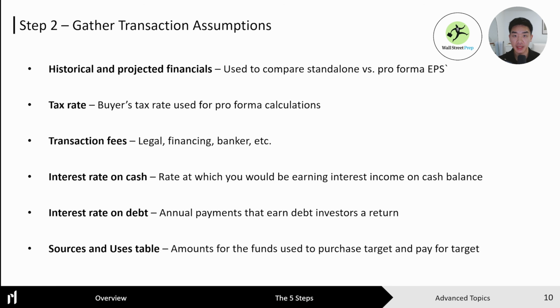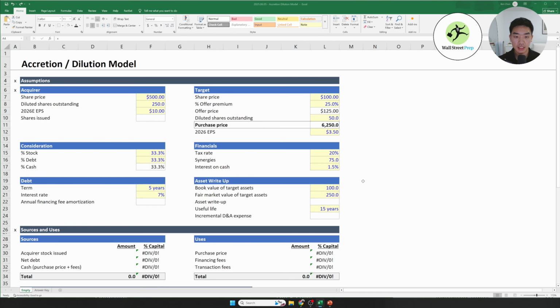And then you want to create a sources and uses table, similar to an LBO, but you want to see where the amounts of the funds that you're using to purchase a target and then also pay for the target. So let's go into all of these when we're gathering transaction assumptions. And you can see a lot of these are already kind of in here. So the tax rate is 20%. Interest rate on cash is here, 1.5%. Debt, 5 years term, 7% interest. And then down here, we can start building out our sources and uses table a little bit.